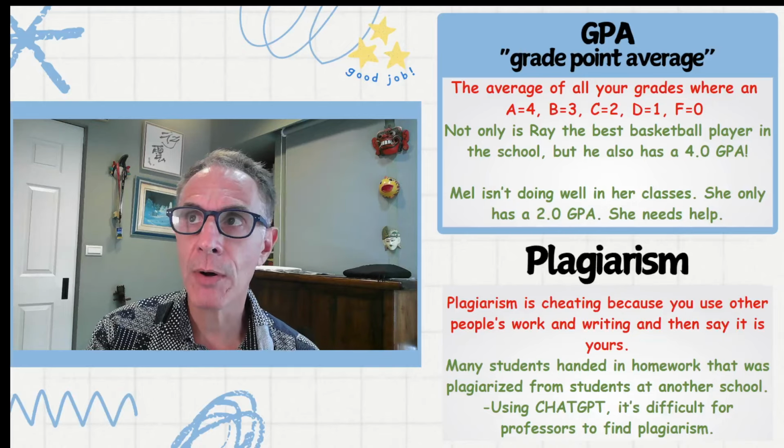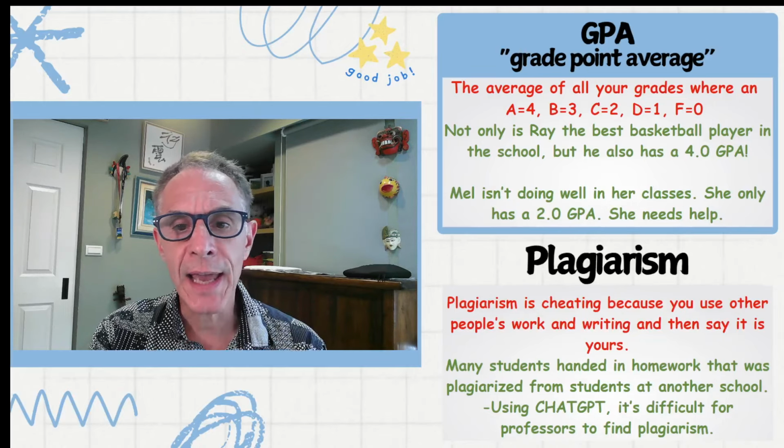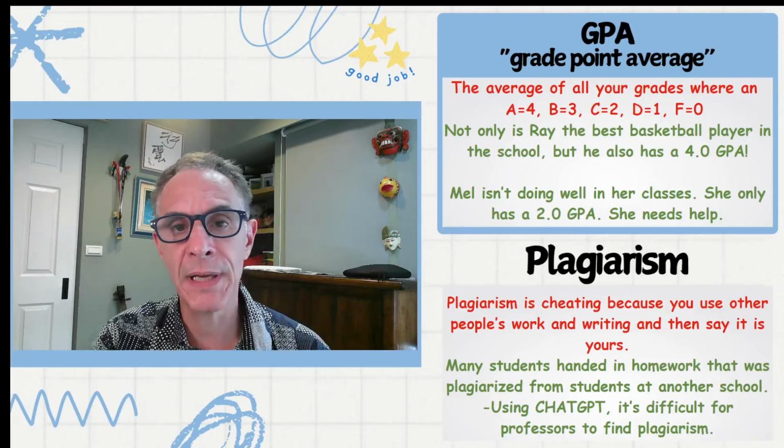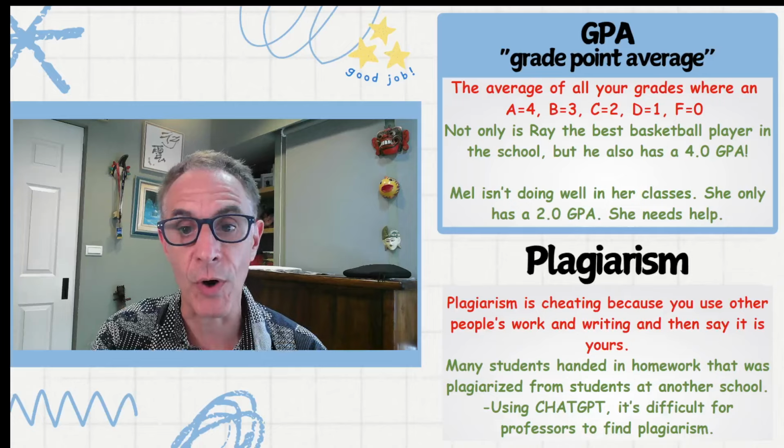Now, think about your grades at school, at least in the USA. If you get an A, it's 4 points. A B is 3 points. A C is 2 points. A D is 1 point. An F is 0.